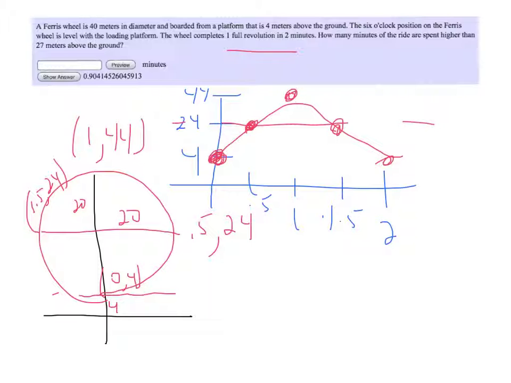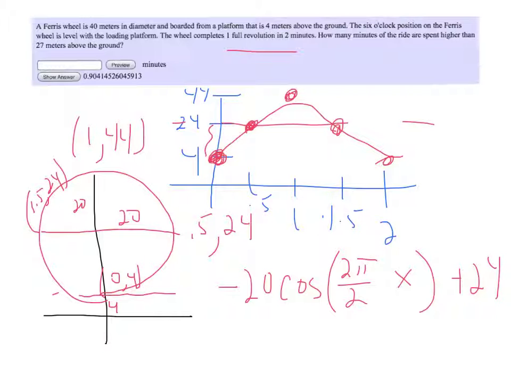I'm seeing a reflected cosine function that's not, see, here's the midline, that's not shifted left or right. So the amplitude is going to be the same thing as the radius. So negative 20 cosine, and we know that typically cosine functions have a period of 2 pi. This has a period of 2. It's not shifted left or right, and the whole thing is shifted up to the midline of 24.